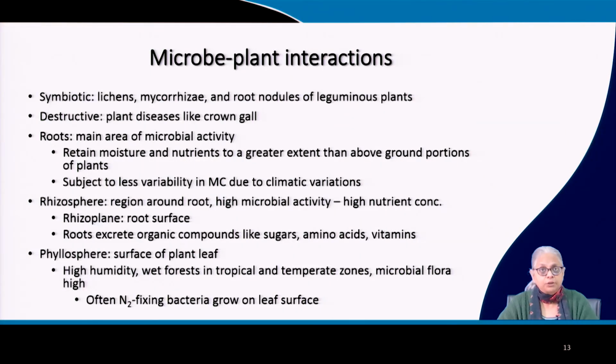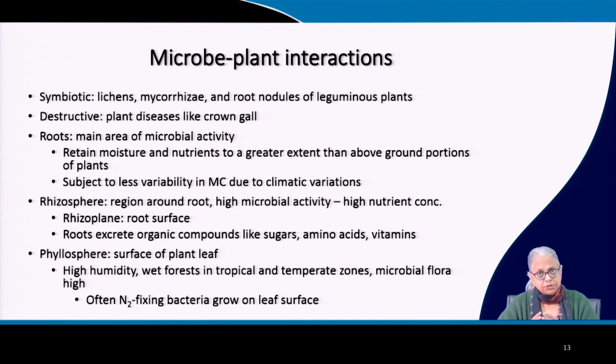Let's then come to microbe-plant interactions. There are several symbiotic relationships between microbes and plants that are responsible. They are all beneficial relationships. Symbiotic means beneficial to both. So you have lichen, which I've already explained. What we're going to look at now is mycorrhizae and root nodules of leguminous plants.